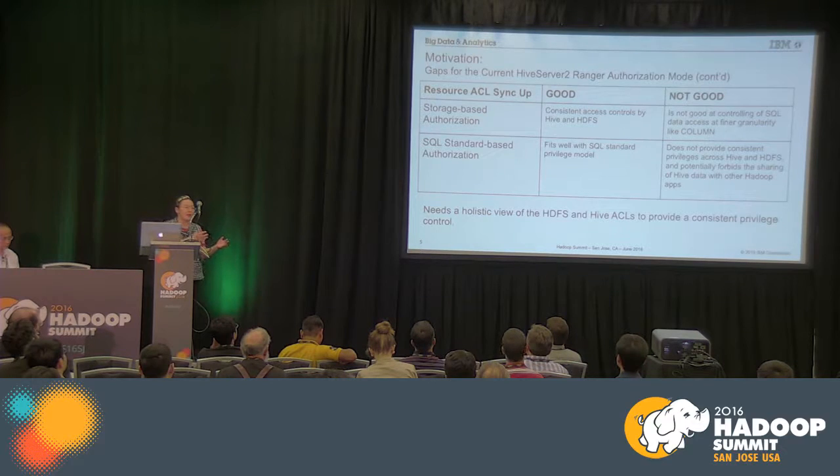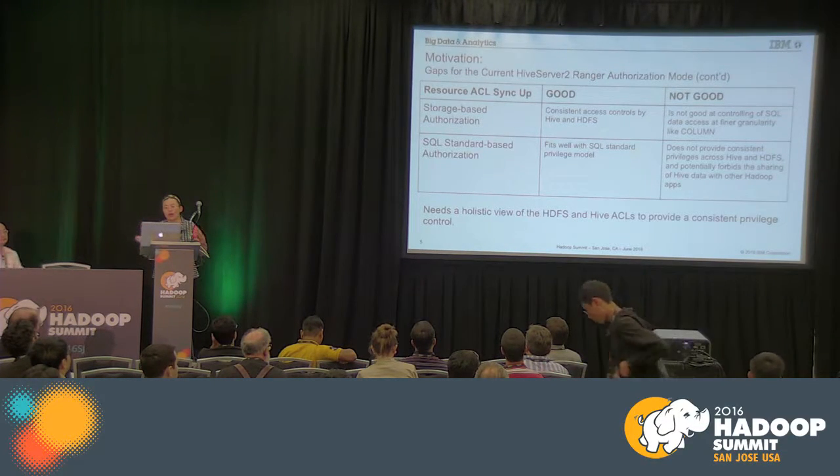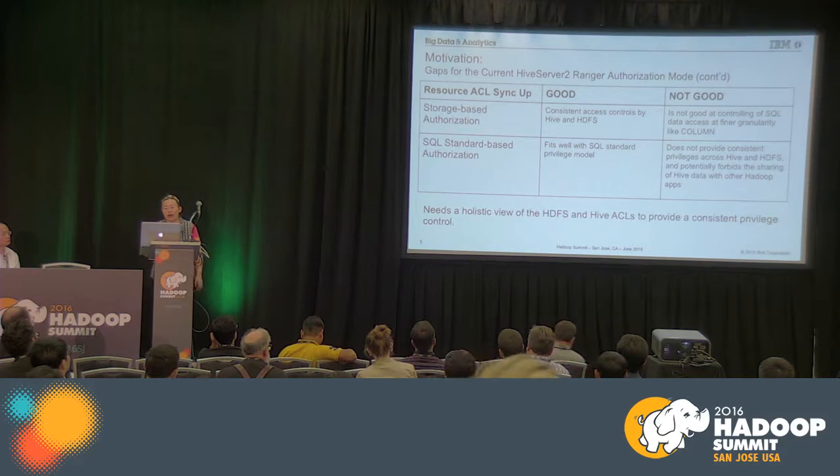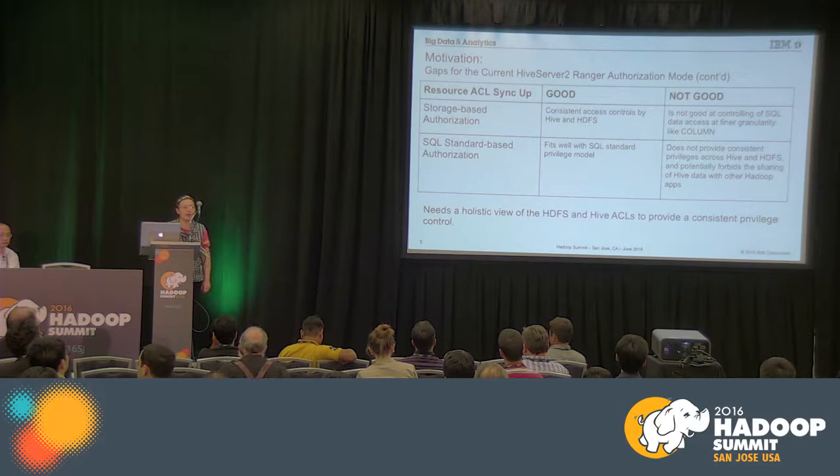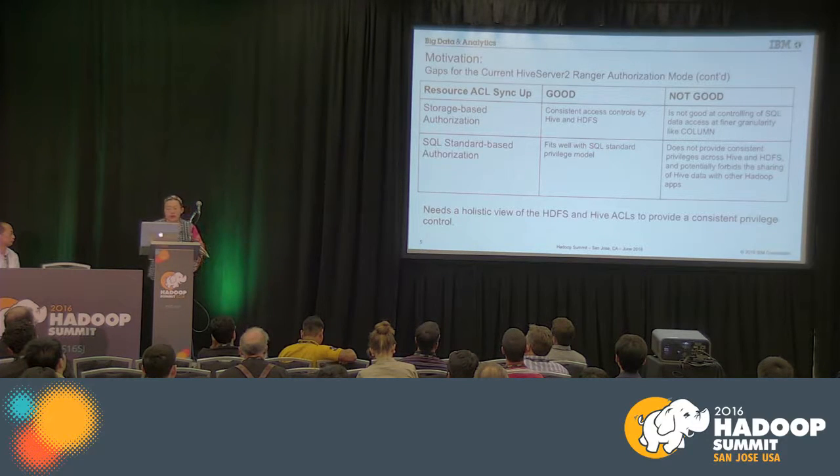On the other hand, the SQL standard-based authorization model fits well in the SQL standard privilege model. It provides more granular access control, such as on columns. However, it does not provide consistent privilege between Hive objects and HDFS data files. So a third-party application using MapReduce or Pig would have trouble accessing, as there is an inconsistency between the Hive objects and HDFS data files. Thus, there is a need for us to provide a consistent view between Hive and HDFS.